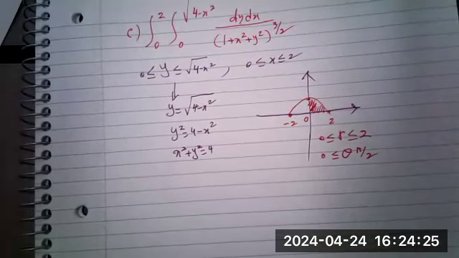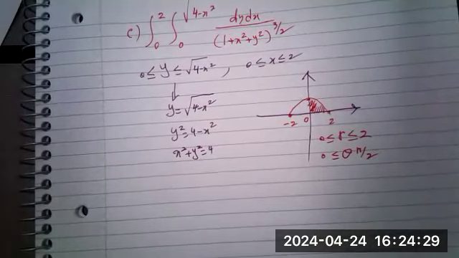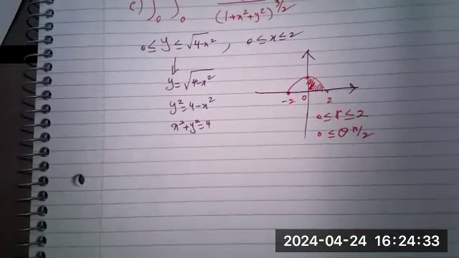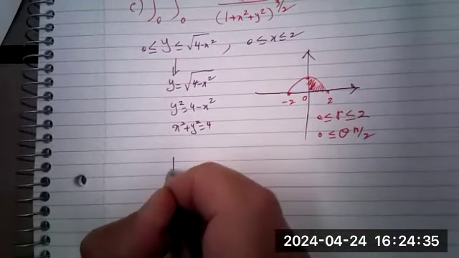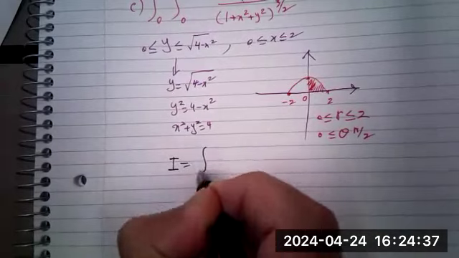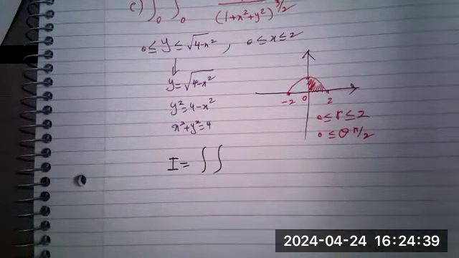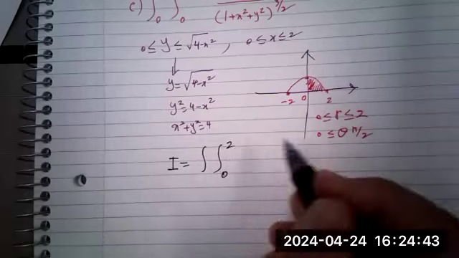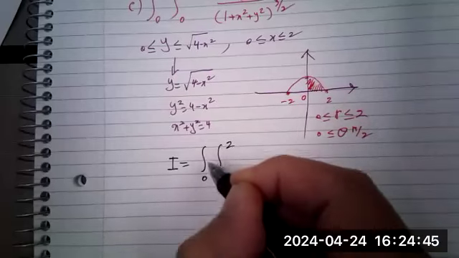So the region is like the first part that we did. Okay, so we are ready to give you the integral. Any question? So call the original one I. Now we are going to have a double integral. Our r is between 0 and 2, and θ is between 0 and pi over 2.